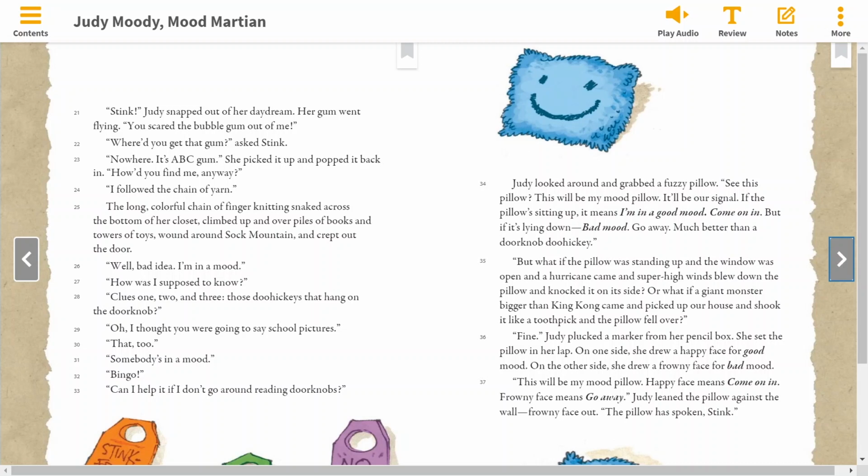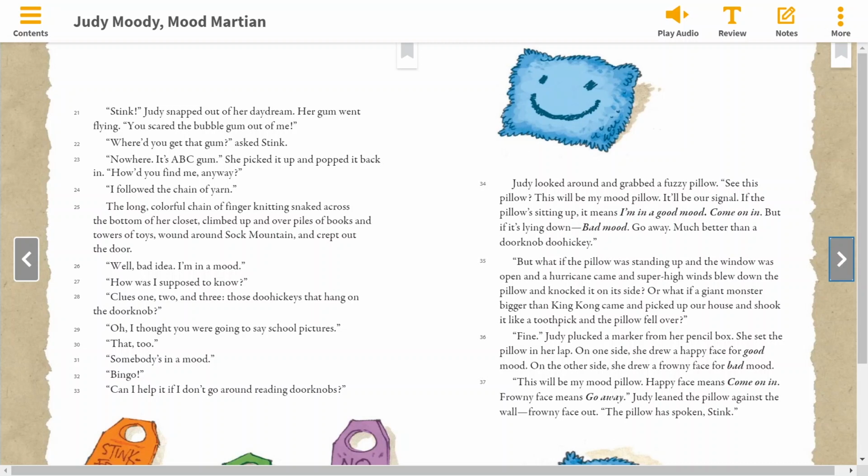But what if the pillow was standing up and the window was open and a hurricane came and super high winds blew down the pillow and knocked it on its side? Or what if a giant monster bigger than King Kong came and picked up our house and shook it like a toothpick and the pillow fell over?